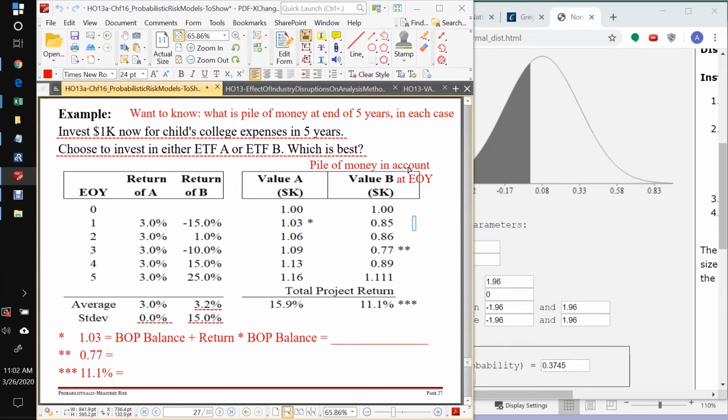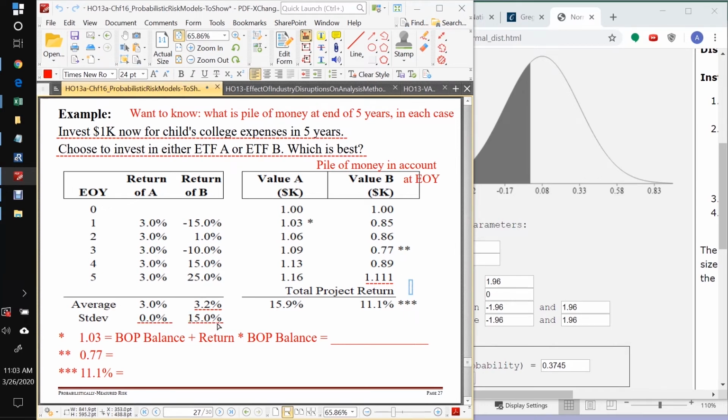And this is a really good thing to measure. So we've got A steadily growing, steadily growing, steadily growing, and we wind up with $1.16K for A. And for B, notice how even though it's got a higher average return, the pile of money that we have at the end of the day is less. So the reason for that is because of what we call volatility drag.